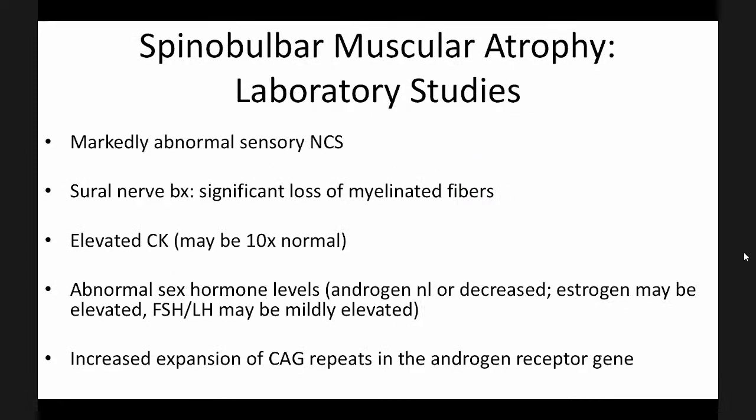We have markedly abnormal sensory NCS, unlike the upper motor type. If we do a biopsy of a sural nerve, there is significant loss of large myelinated fibers. We have elevated CK, which may be more than 10 times normal. We have abnormal sex hormones: androgen may be normal or decreased, estrogen may be elevated, and FSH may be mildly elevated. There is an expansion of CAG repeats in the androgen receptor gene.